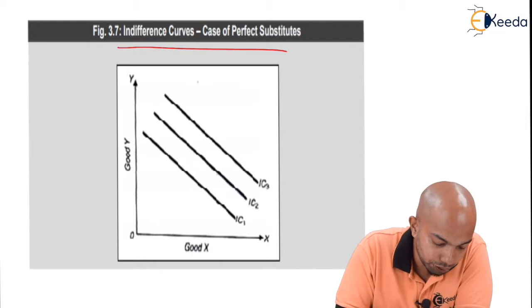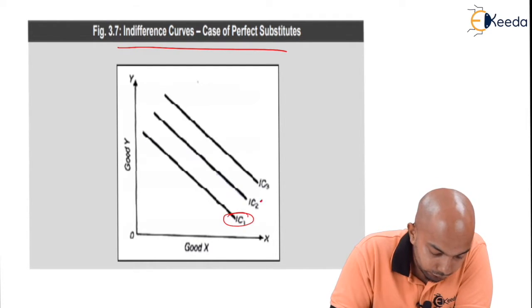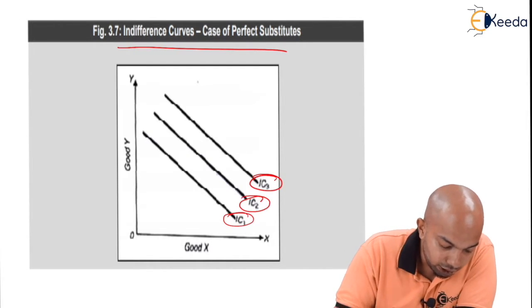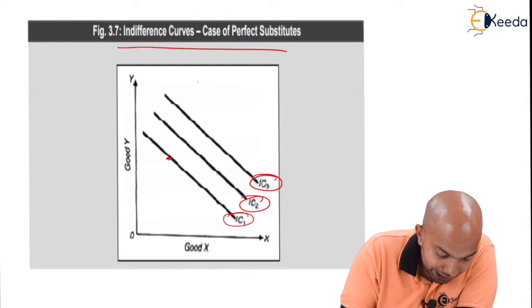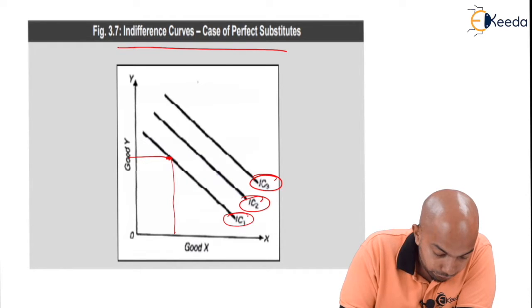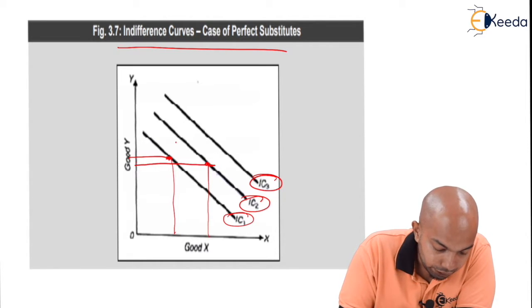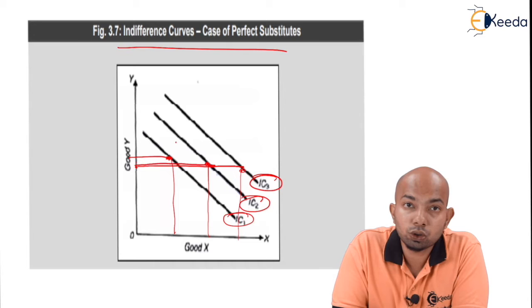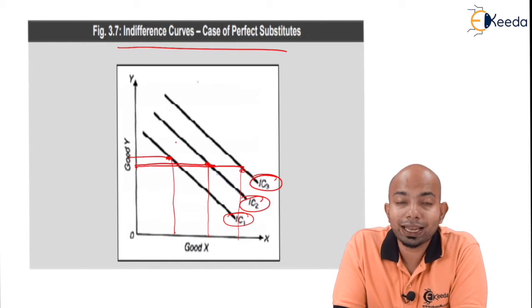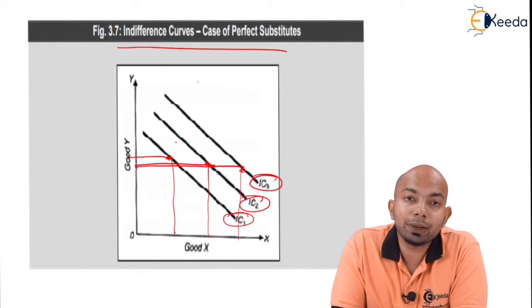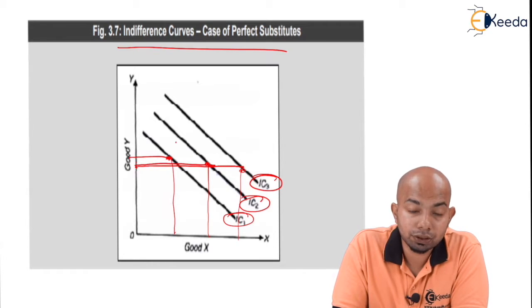Case of perfect substitutes. This is indifference curve 1, indifference curve 2, indifference curve 3. If you take this point here, this is good y and this is good x. So if we take this point here, then it is more of x and a little less of y. If we take the similar point on this curve, it is again more of x and a similar quantity of y. So substitutes are happening here for y, and those substitutes are being replaced by what? That is x. That is an indifference curve.